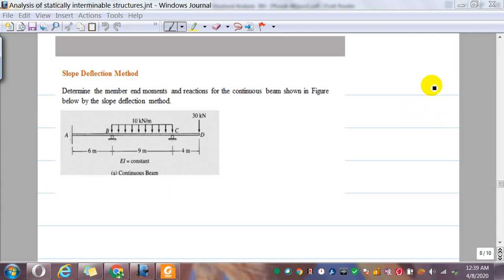Okay, now I'm going to discuss with you a problem, an example. We'll look at how we can solve this example. So here we have a beam. Determine the member end moments and reactions for the continuous beam shown in the figure below by the slope deflection method.